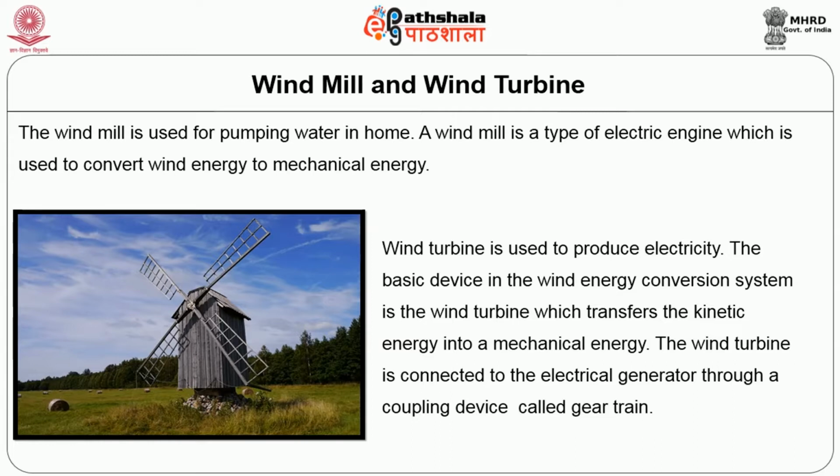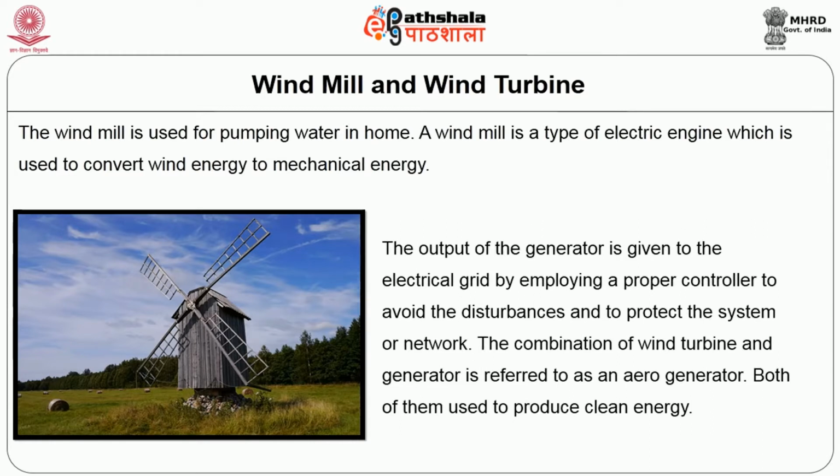Wind turbine is used to produce electricity. The basic device in the wind energy conversion system is the wind turbine, which transfers the kinetic energy into mechanical energy. The wind turbine is connected to the electrical generator through a coupling device called a gear train. The output of the generator is given to the electrical grid by employing a proper controller to avoid the disturbances and to protect the system or network.